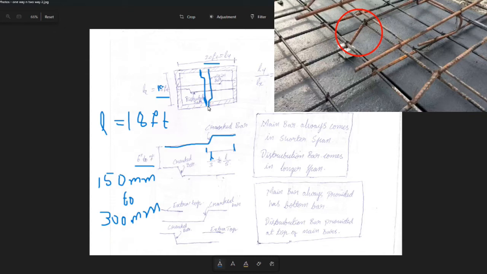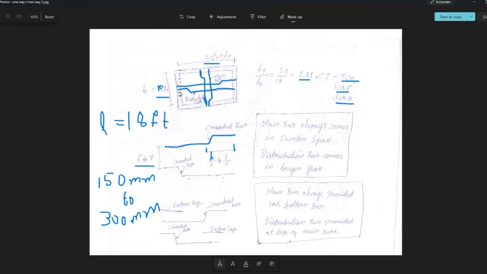Now here this is the main bar. Now coming to the next, this one is the distribution bar. Here you need to understand one thing. Usually whenever we take a two-way slab, in the two-way slab we're going to get crank bars on both sides. So in the shorter direction you're going to get a crank bar, and in the longer side also you're going to get a crank bar. But here you can check it. In the shorter side we're going to put the main bar. Here I have just kept the note.